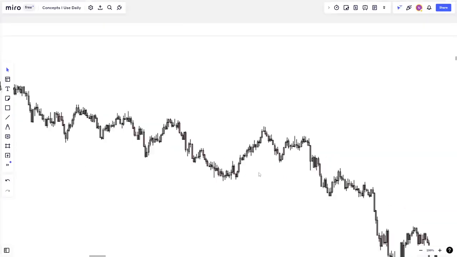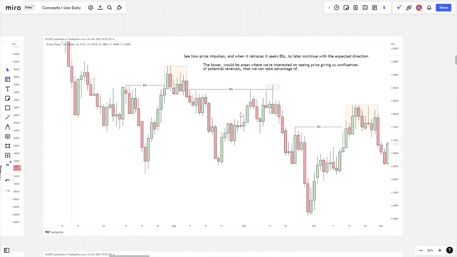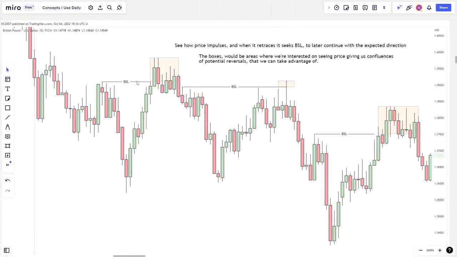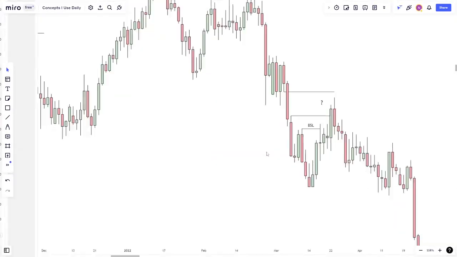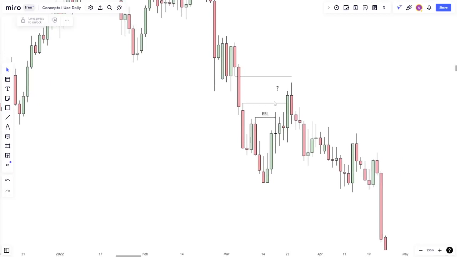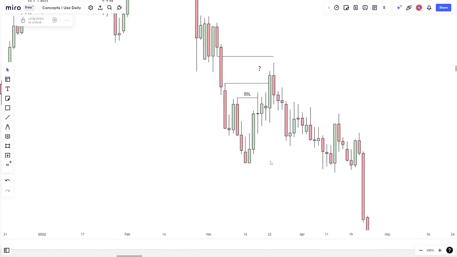I'm looking for, let's actually look at the examples I drew, right? So here, it goes higher, takes buy side liquidity, right? Well, here it takes buy side liquidity, here, mitigates the fair value gap. What are we targeting? At least down to this low, right? Of course, it's the daily chart, right?